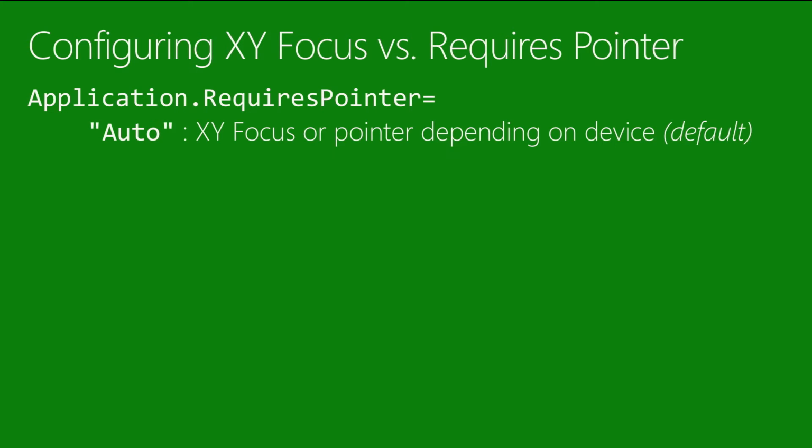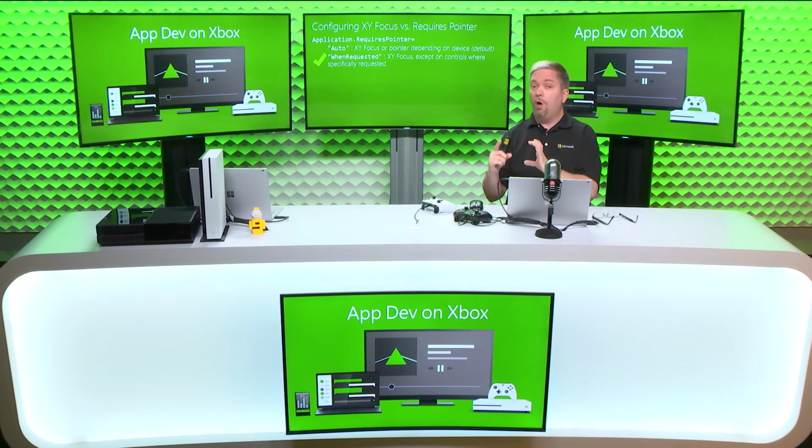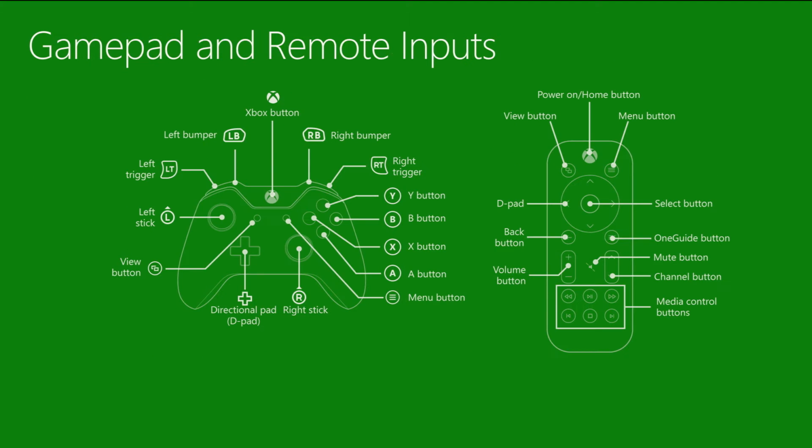To configure that, it's actually really simple. In the application, Requires Pointer, XY focus, you just change that to be When Requested rather than Auto. Auto will leave it so that it will only use it whenever the individual control requests it. But we can do it at the entire application level and say, hey, I want XY focus, except on controls where specifically requested. So I can still embed an Edge web view browser there, and say, hey, on this one I want the user to be able to do it, but on all the other ones, I don't. So on a specific control, let's say I had a web view control there, I could then say, you know what? Dot RequiresPointer equals WhenEngaged. You could change that yourself.